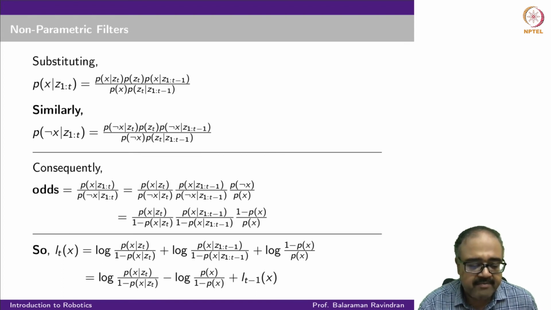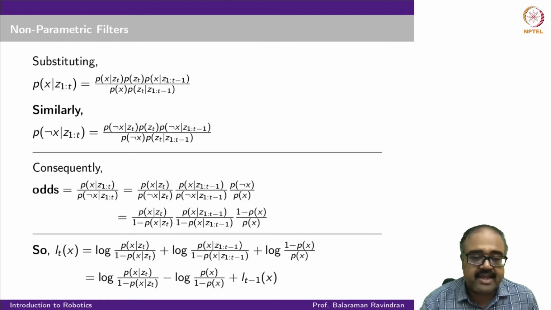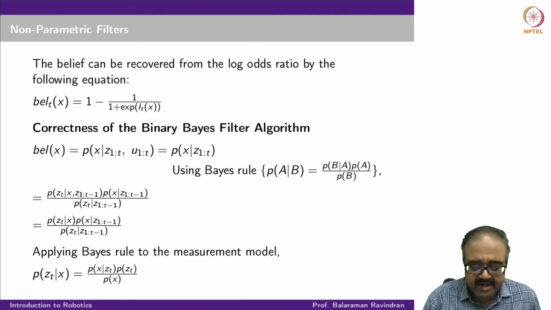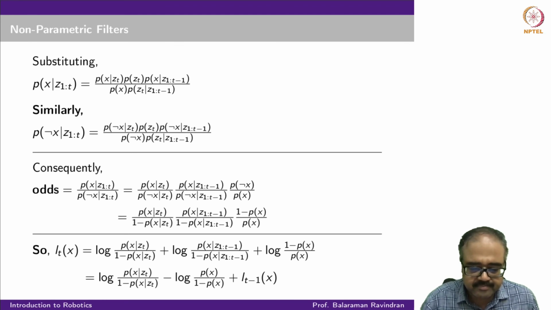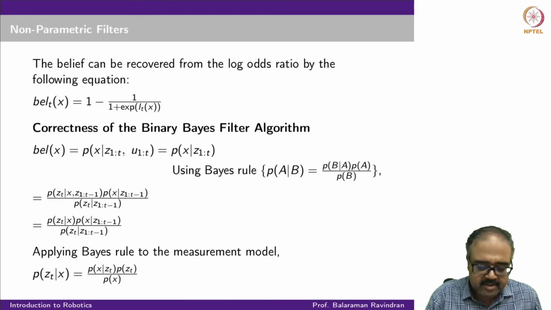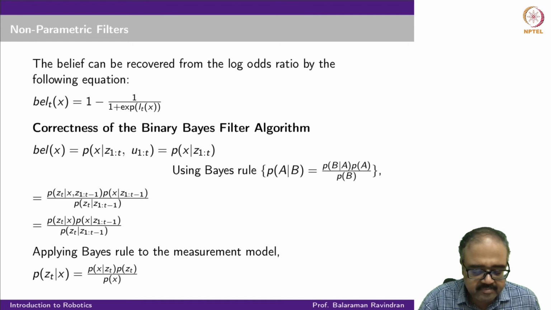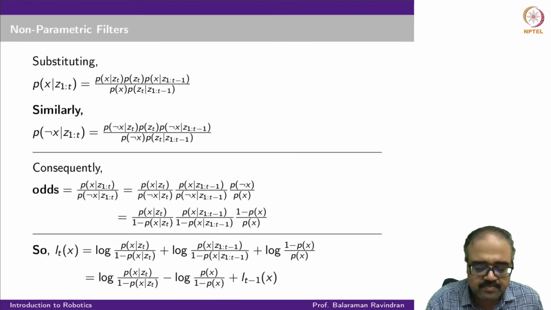I get this, right? Probability of x given z1 to t, which is my belief of x at time t, is equal to probability of x given zt, right? So probability of x given zt into probability of zt divided by probability of x, into, right? So this part is done, into probability of x given z1 to t minus 1 divided by probability of zt given z1 to t minus 1. So those parts come in here, right?